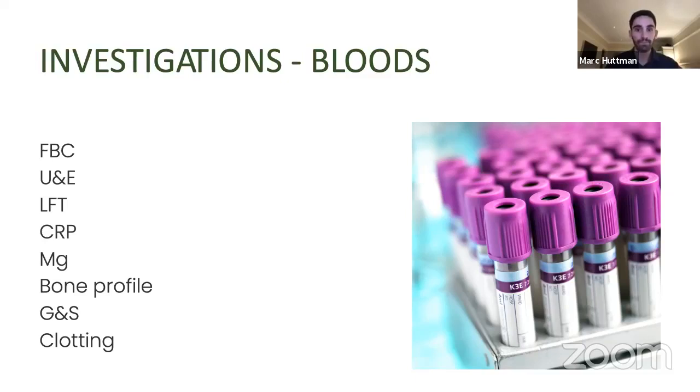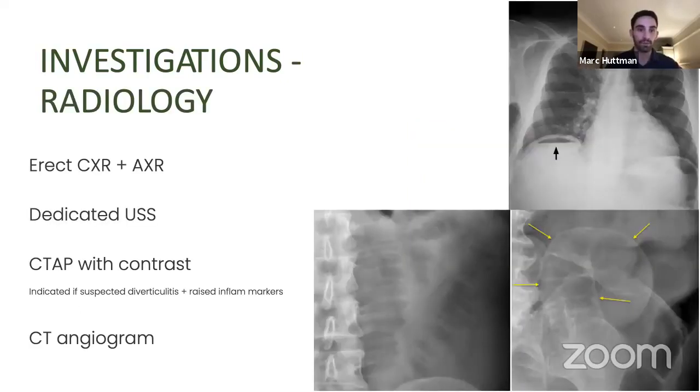Radiology. So the easiest one to get would be an erect chest x-ray and an abdominal x-ray. The erect chest x-ray is important that it's erect. So that means they've been sitting up or standing up for a minute or so. The reason you do that is because, if there has been any perforation and therefore gas leakage from the bowel into the abdominal cavity, it allows time for it to rise up because it's less dense than whatever it's sitting in. And therefore you can see it under the diaphragm.